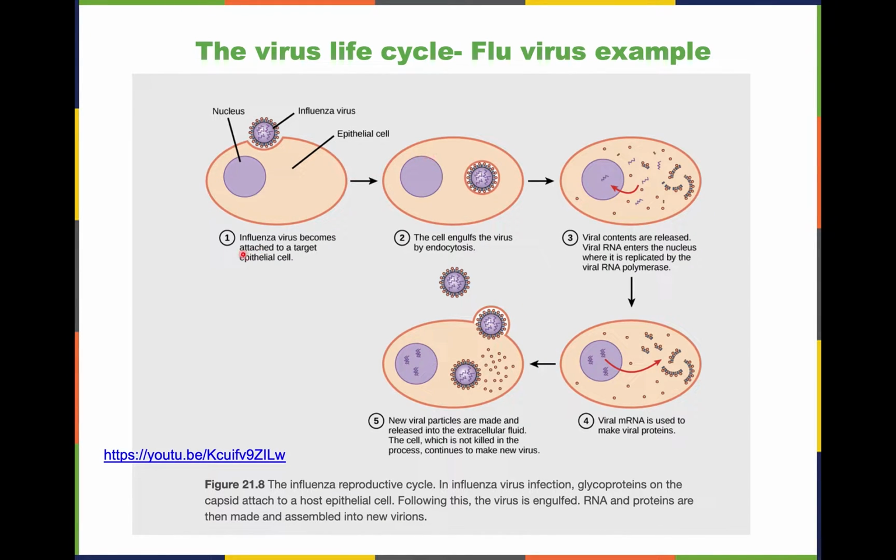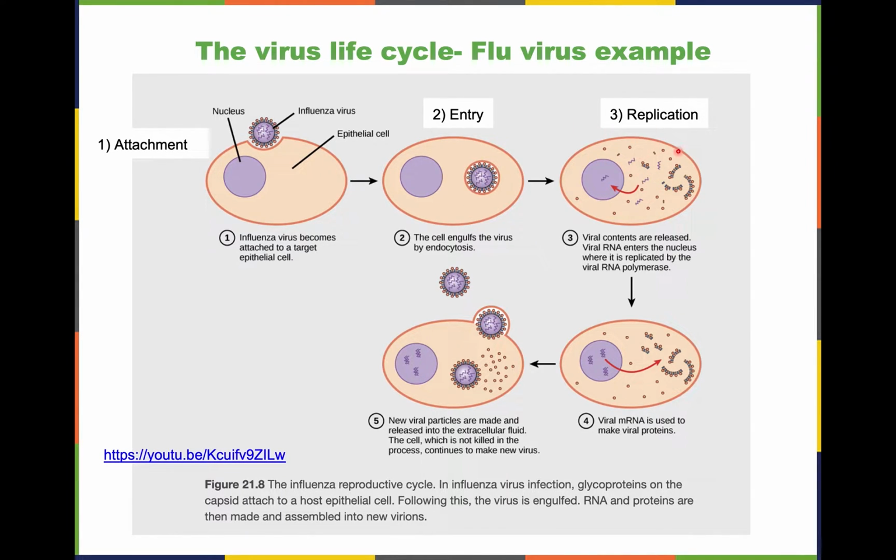So let's take a look at the life cycle of these two viruses. The life cycle of the flu virus has different stages. Here's the virus. It recognizes the cell through binding to receptors on the surface of the cell, and it attaches to the cell. Then it enters the cell, and the cell engulfs the virus.